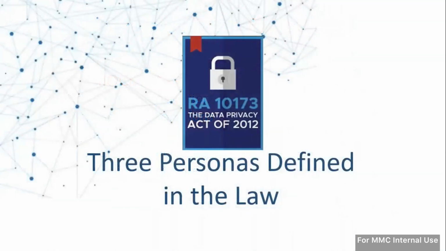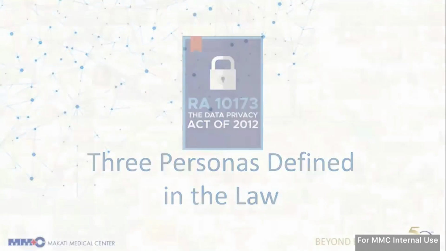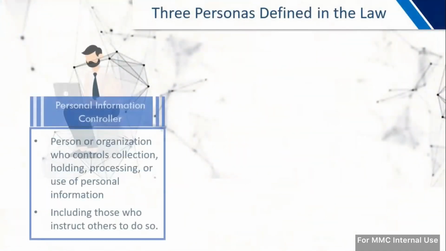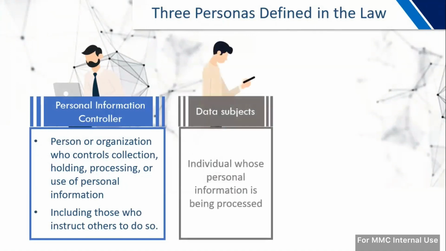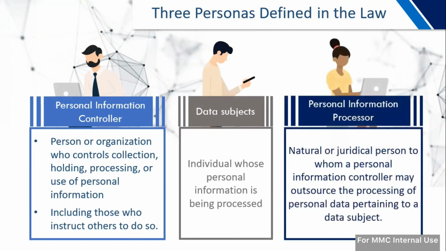Three personas defined in the law. Personal Information Controller: a person or organization who controls the collection, holding, processing, or use of personal information, including those who instruct others to do so. Data subjects: individuals whose personal information is being processed. Personal Information Processor: a natural or juridical person to whom a personal information controller may outsource the processing of personal data pertaining to a data subject.